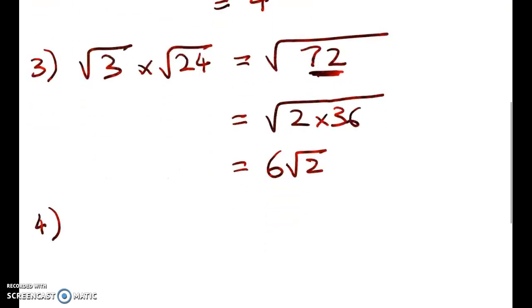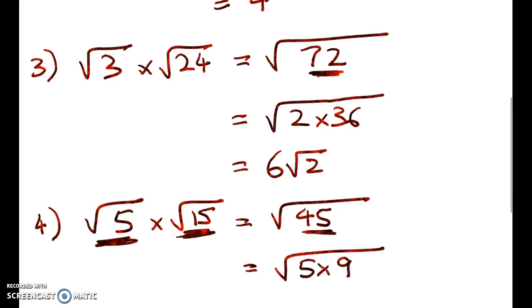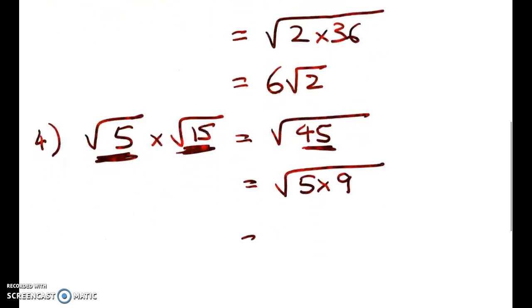Number 4, the last one for this video, is the square root of 5 times the square root of 15, which is the square root of 45. Now just notice before I finish up that this one can't be simplified and this one can't be either, but when I multiply them together, what happens is that I've got a lurking square in here, because this is equal to 5 times 9, which is equal to 3 root 5.